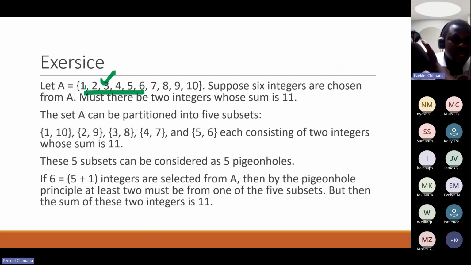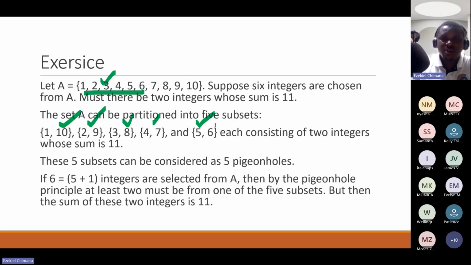First, you can take 1 and 10, it gives you 11, and then another set 2 and 9, it gives you 11, and then 3 and 8 gives you 11, and then 4 and 7 gives you 11, 5 and 6 gives you 11. If you look at that, we've got 1, 2, 3, 4, 5, so each consisting of 2 integers whose sum is 11. So these 5 subsets can be considered as the 5 pigeonholes.